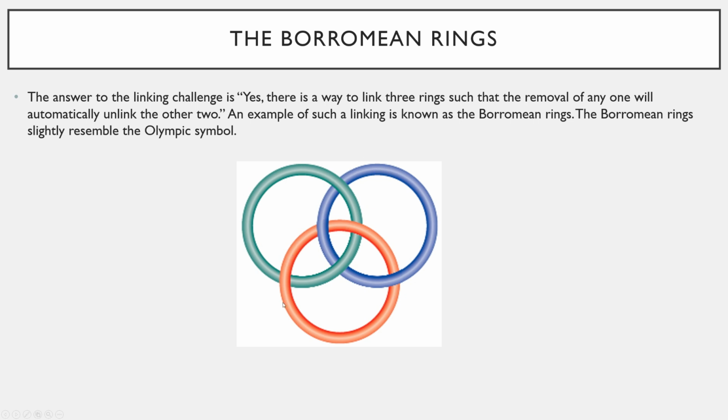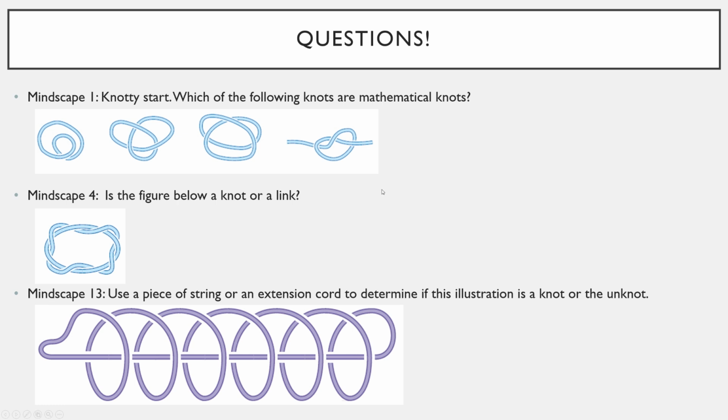The red one is positioned and linked. It goes through the blue one, but it's always above the green one, right? The green one is always above the blue one, but linked with the red one, and so on. So what happens is if you remove the green one, the blue and red ones are unlinked. If you remove the blue one, because the red one's above the green one, they become unlinked. All right, so that was just some theory.